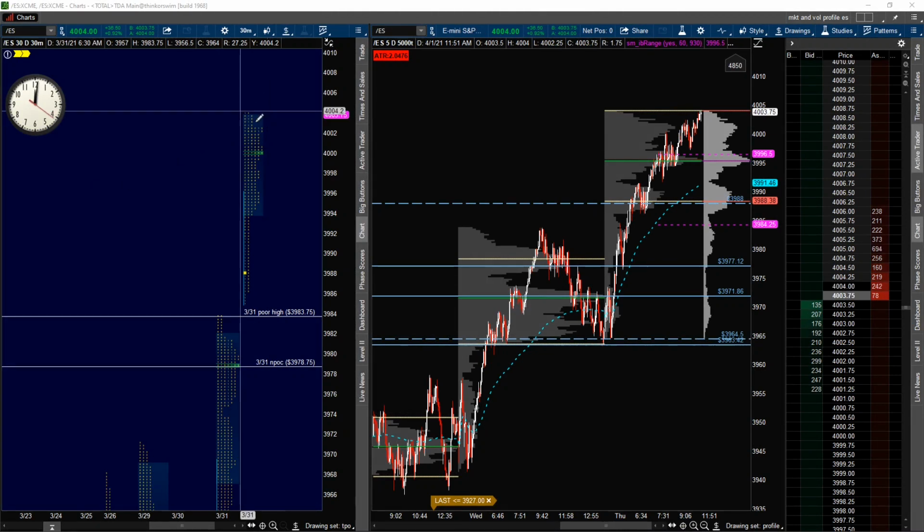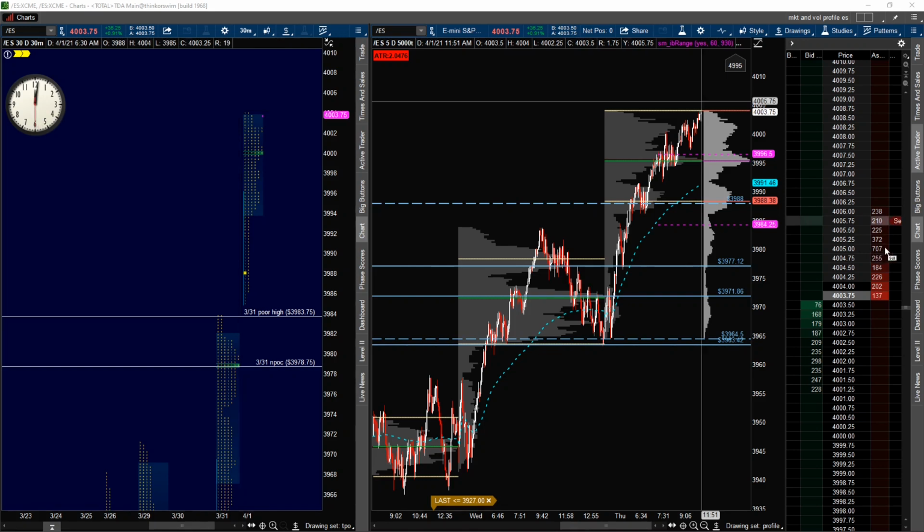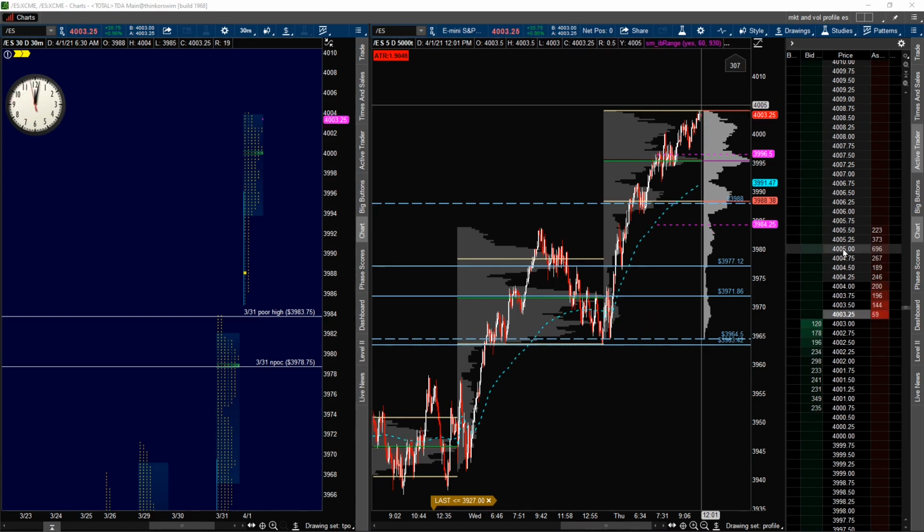Okay, from a little bit of a higher poor high here, we're still watching this 4,005. There's a liquidity pool. Watch this number here. I'm going to freeze it right here, and we can watch it. All right, I'm going to put it on pause and then come back later when it gets closer to that value of taking out this poor high here.